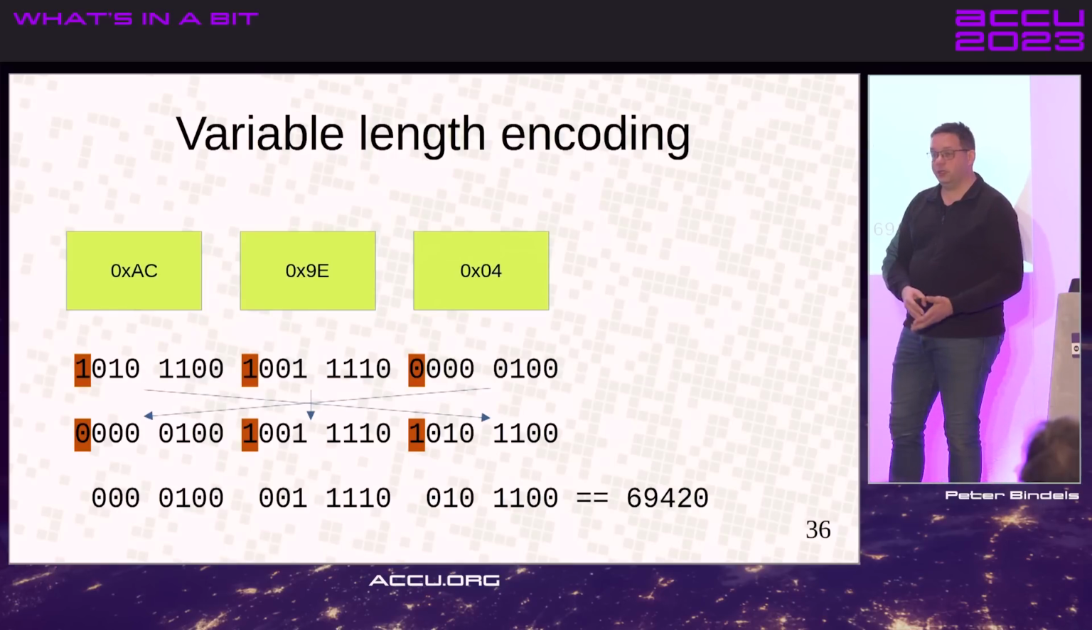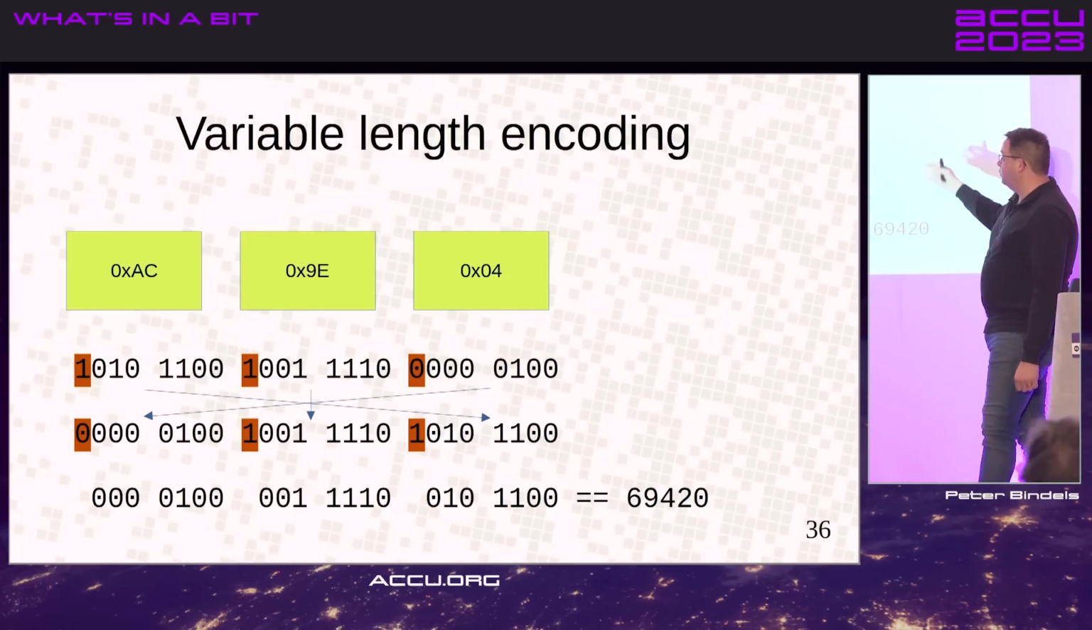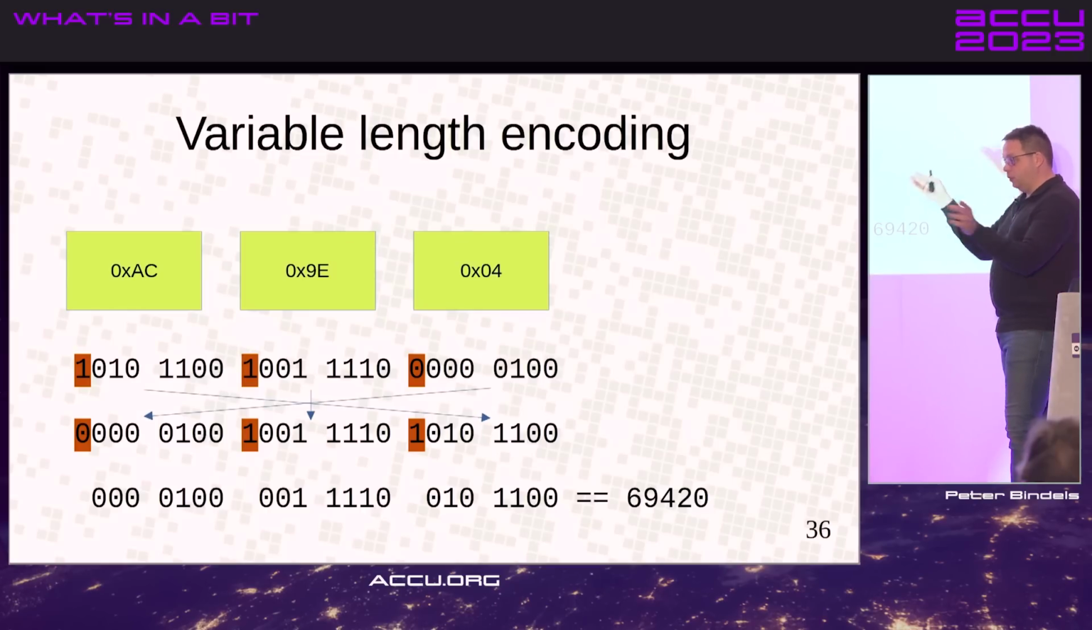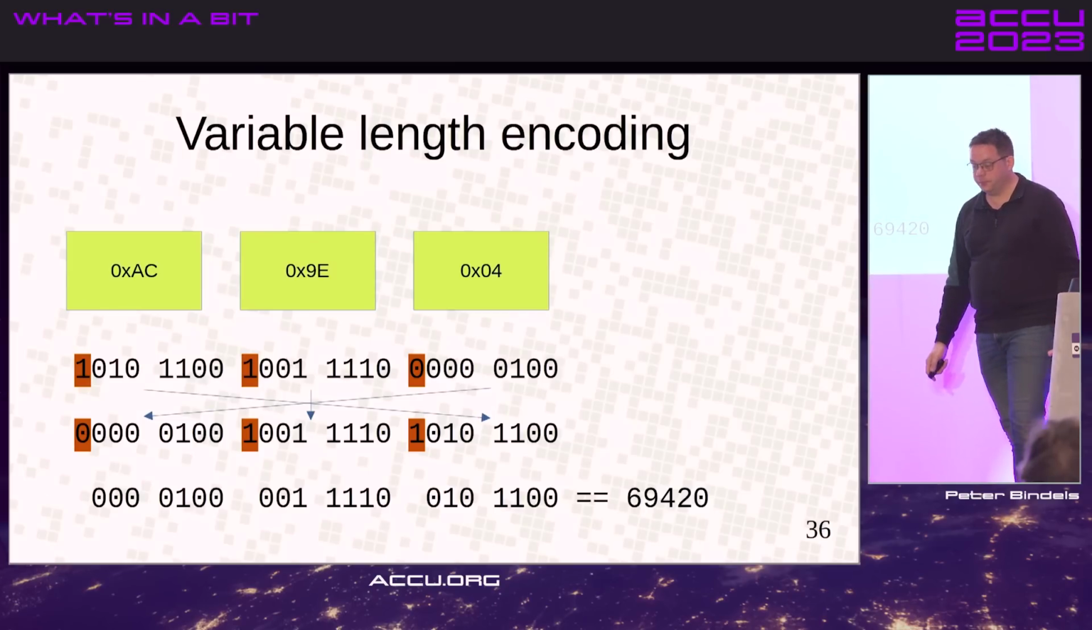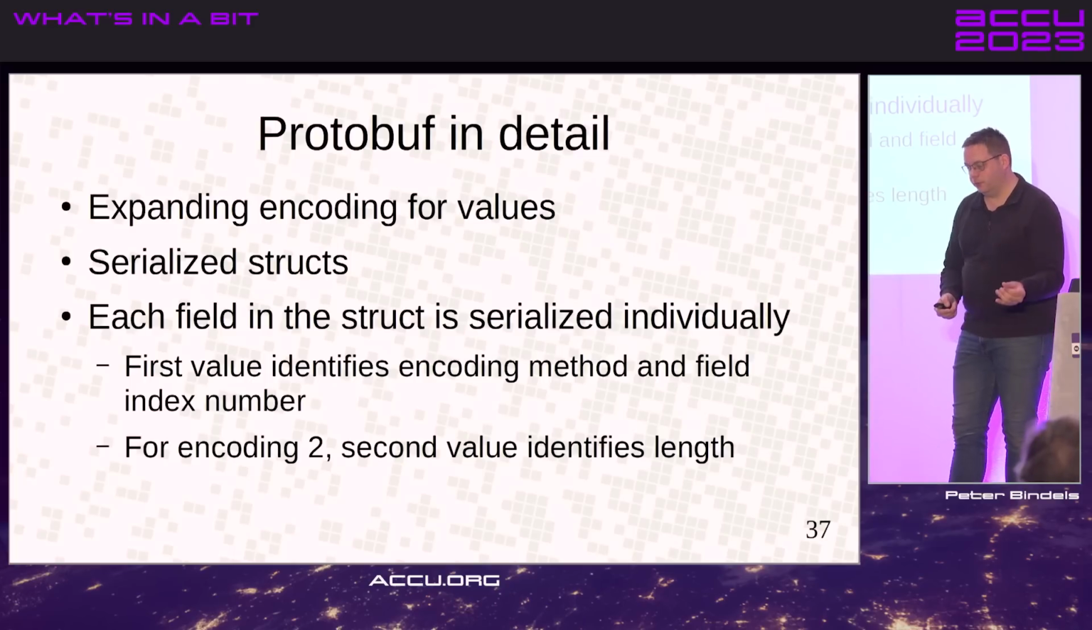And we could do this for arbitrarily big numbers, like having a giant encoding, in this case 3 bytes: take all the values, swap them around, drop the top bits, pack it together, we get 69,420. So this is how Protobuf encodes numbers.